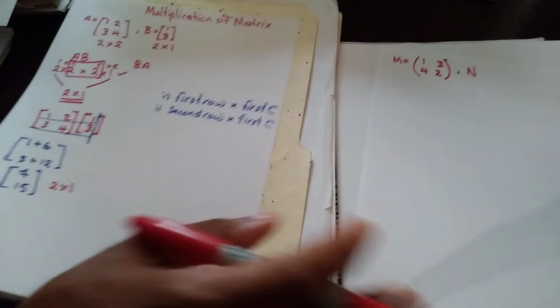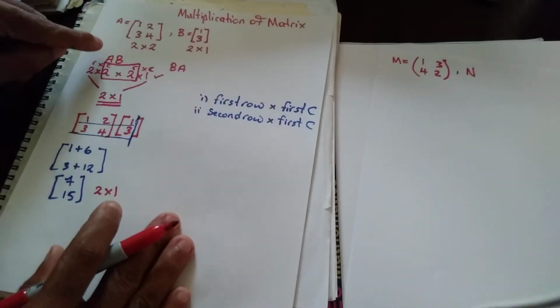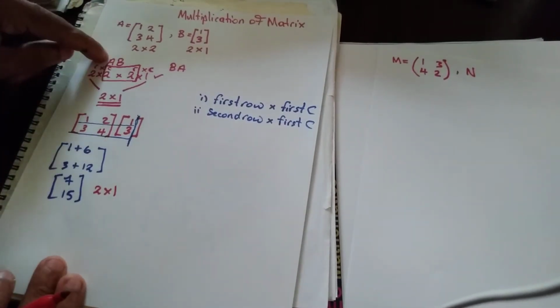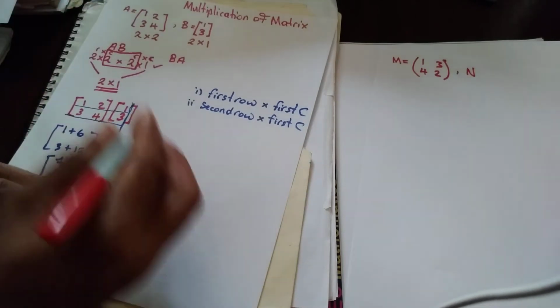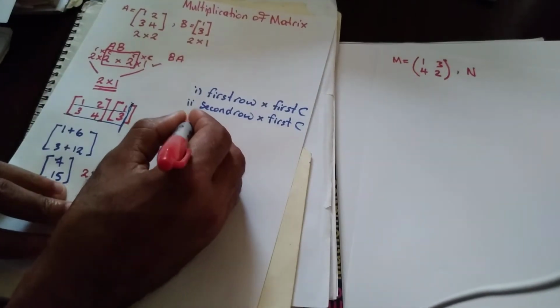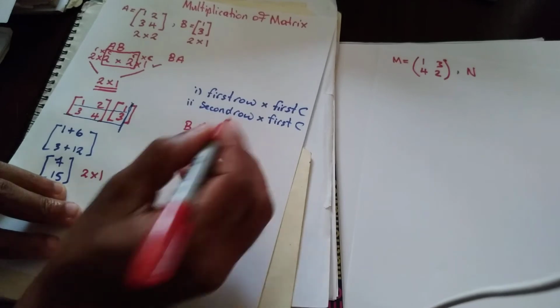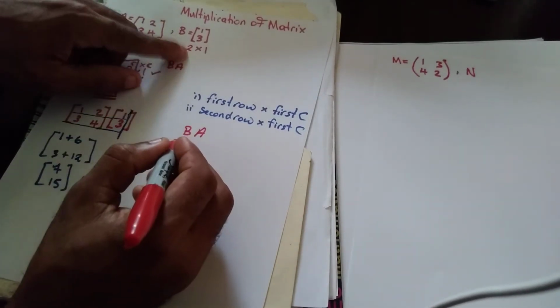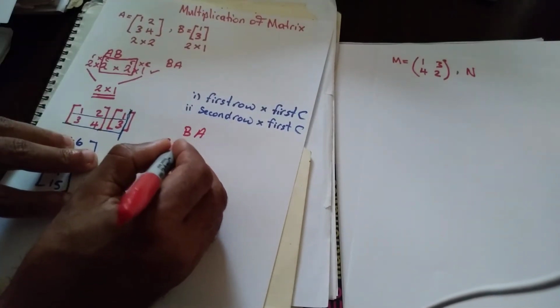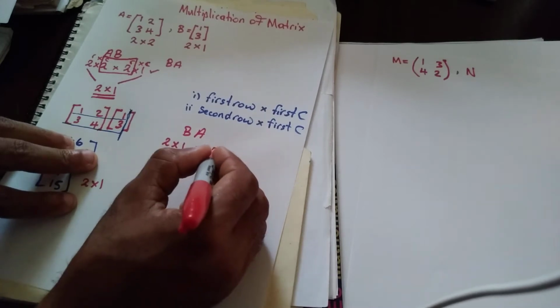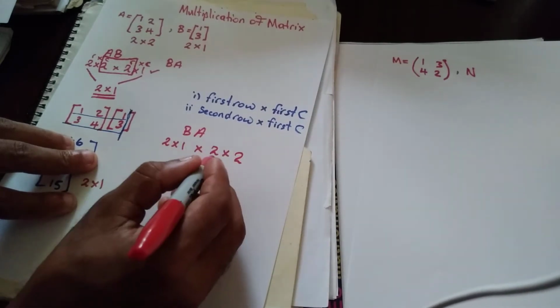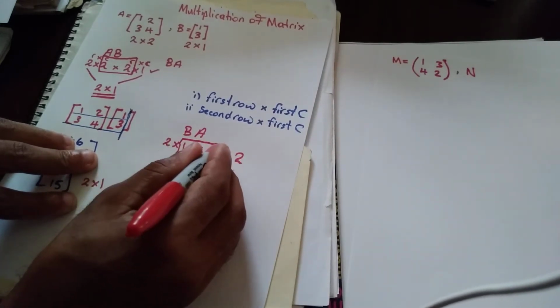Realize that I did not do something on this paper. I showed you how to find AB, but let's look at BA. Can we multiply BA? Now BA, we look at the order. So B is a 2 by 1 by a 2 by 2. Now can we multiply these two matrices?